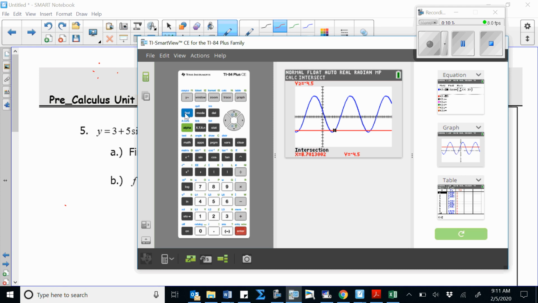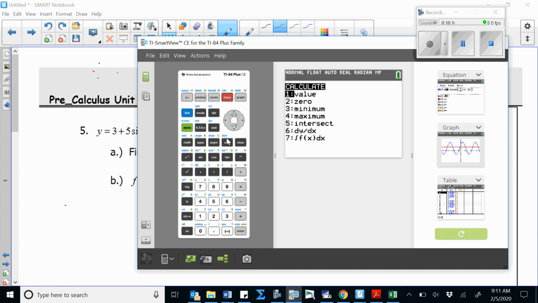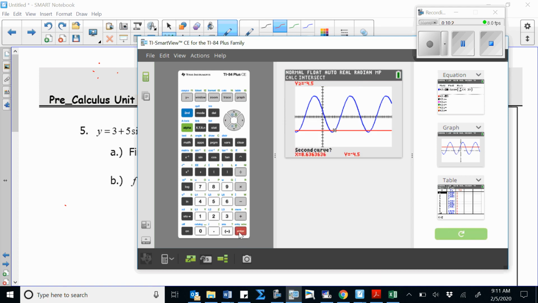And finally the last one, second trace, and number 5, first curve, second curve. Since the cursor is actually on top of the intersect, you can just hit enter for both first curve and second curve. It's already on both of them. Then we need to move to the intersect point over here and enter. So this is the last point.